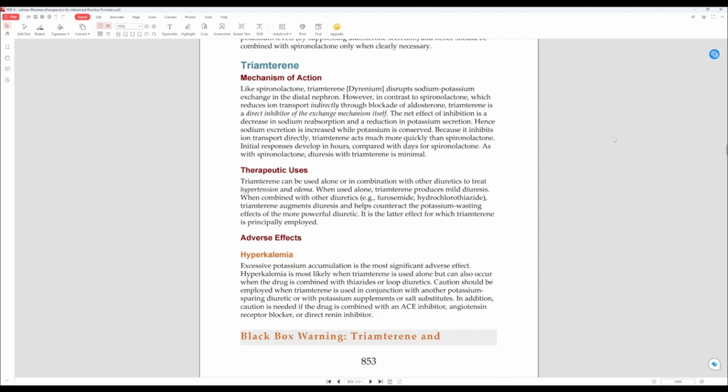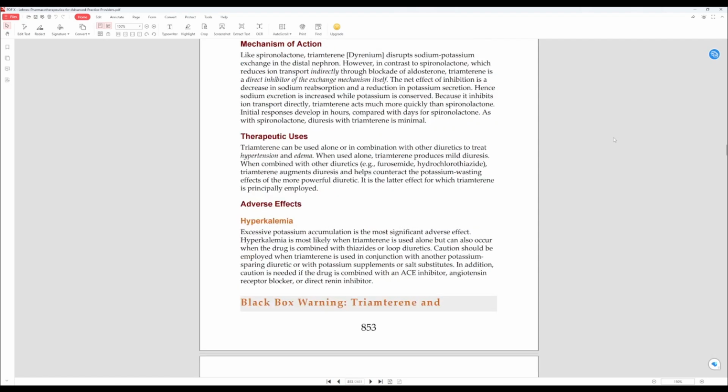Its therapeutic use can be alone or in combination with other diuretics to treat hypertension and edema. When used alone, however, triamterene produces only mild diuresis. When combined with other diuretics, again your Lasix, your HCTZ, triamterene augments diuresis and helps counteract that potassium wasting effect of the more powerful diuretic. It is the latter effect for which triamterene is principally employed.